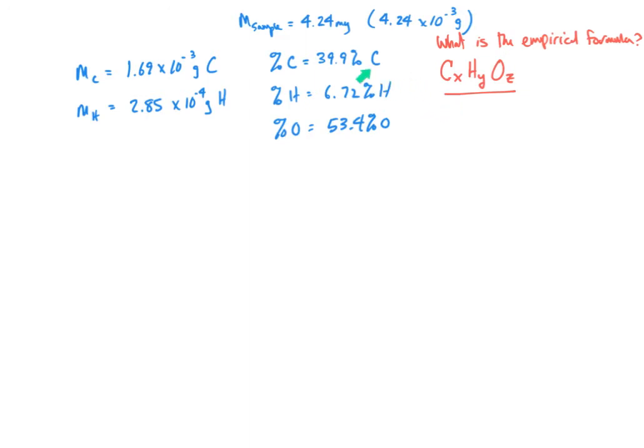Suppose that we use the same experimental information that we had in the last problem, and the question, instead of saying what's the mass percent of each element, said what's the empirical formula of this unknown compound, CxHyOz. So what I've done is I've just copied down all the data that came from this last experiment. Here was a starting sample mass, 4.24 milligrams. Here it is in grams. Here's the mass of carbon that we found. Here's the mass of hydrogen that we found. And these were all the percent of each of these elements.